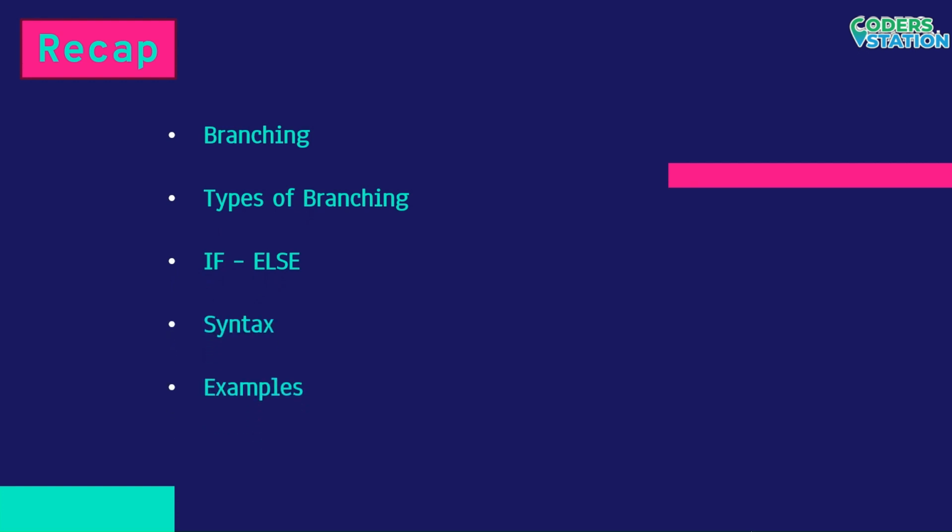So let's first see the recap of what we have done in our previous video. In our last video, we have seen what is branching, the types of branching, if else part with its syntax and examples, as well as the applications which we have seen in our previous video. If you have not watched our last video, I request you all to please watch this.